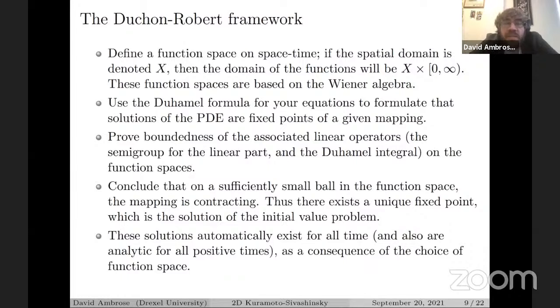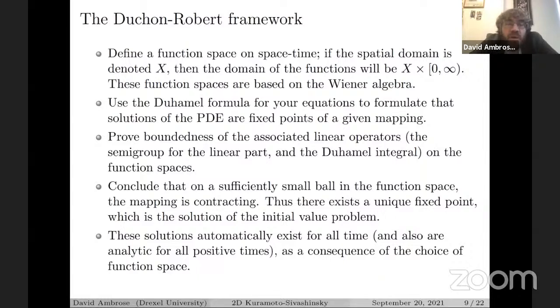Okay, the function spaces for this space-time domain will be based on the Wiener algebra. The Wiener algebra is the set of functions whose Fourier series are in little l1. Okay, so these are L1-based spaces on the Fourier side.